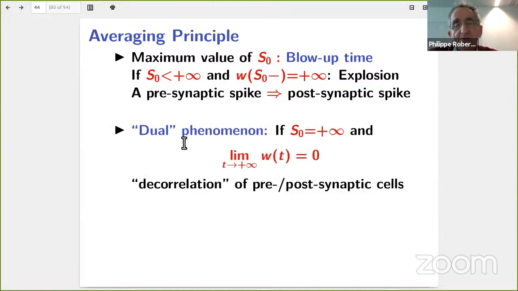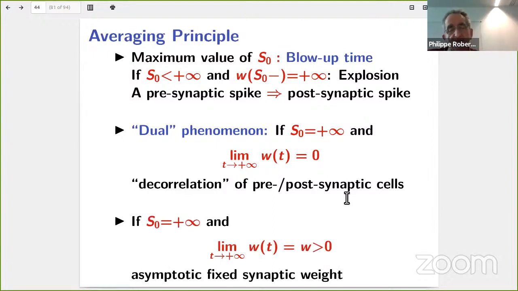And the dual phenomenon is when S0 is infinity and the limit of W of t is 0. That is, the synaptic weight is vanishing. It just tells you the opposite: that the presynaptic spike has no influence at all on the postsynaptic cell. And of course, the interesting result is in between, when you have convergence of the synaptic weight to some positive quantity W.